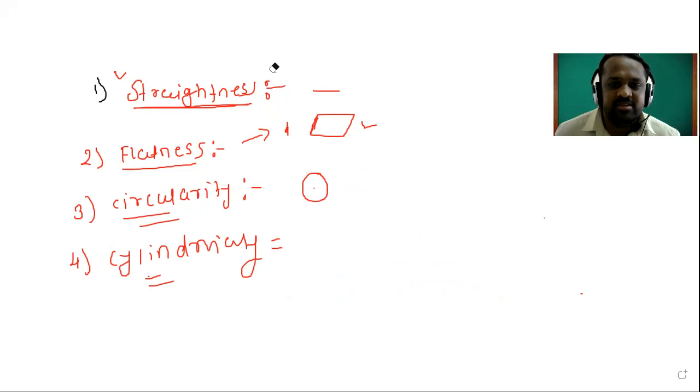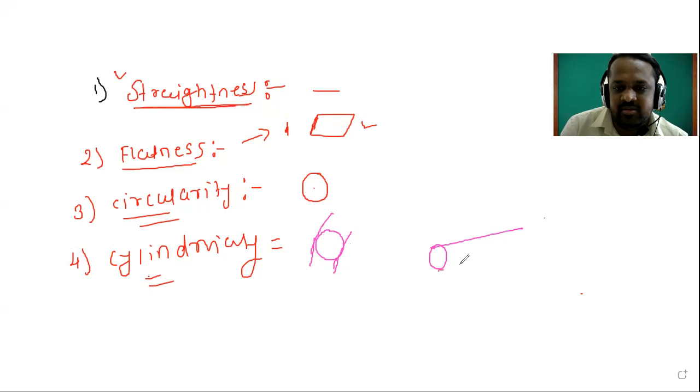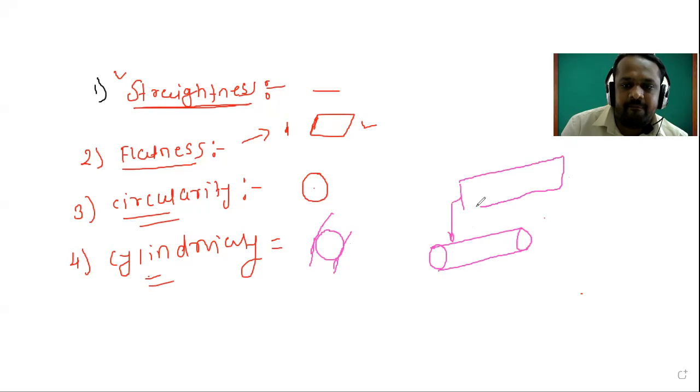What is the symbol? Just here. The symbol for the cylindricity is that we have to draw one circle and on both sides we have to draw lines. This is the symbol for the cylindricity. Okay, for example, suppose... Please read it. What is the meaning of this drawing?